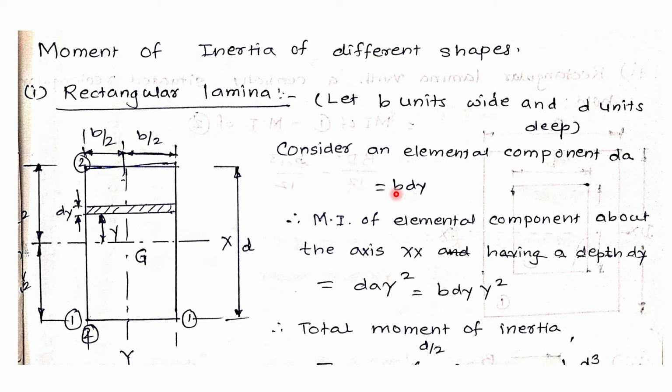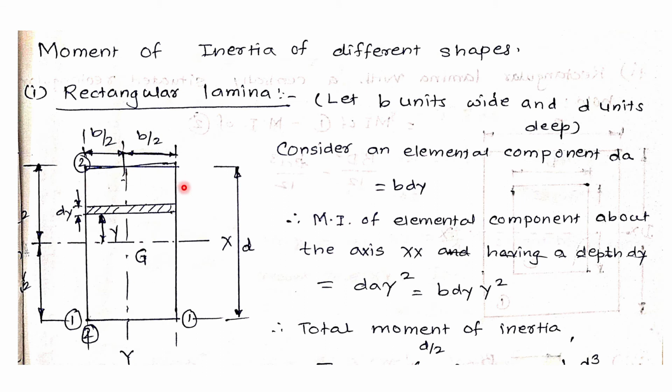For a rectangular lamina, consider a rectangle of breadth B and depth D, and consider the elemental component dA, with thickness dy at a distance y from the centroidal axis xx. Now when we write down the equation for the moment of inertia of this strip, we get area into the square of the distance. This area dA is the thickness of the strip into its breadth, so b into dy, and the distance y square, right?